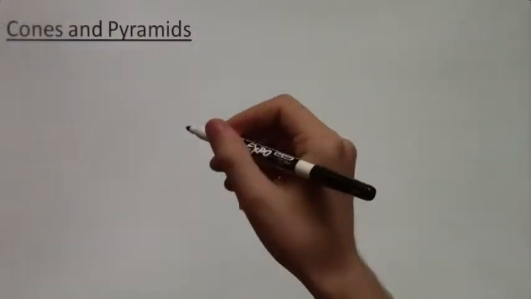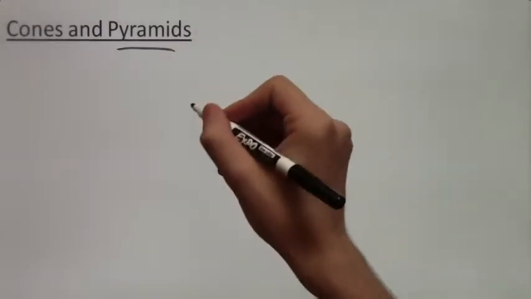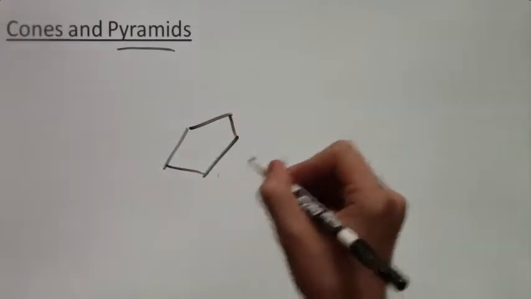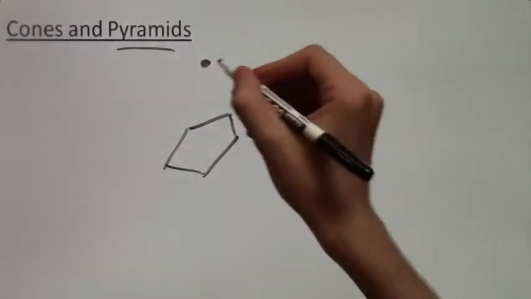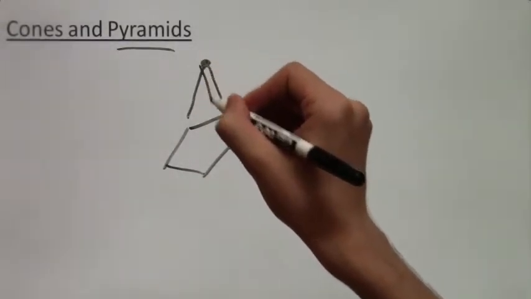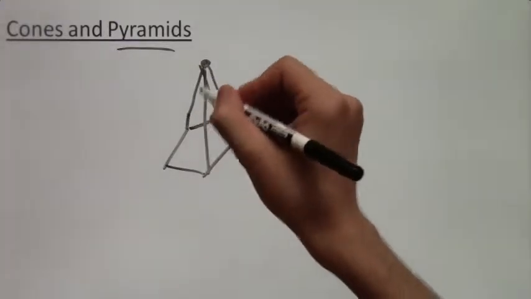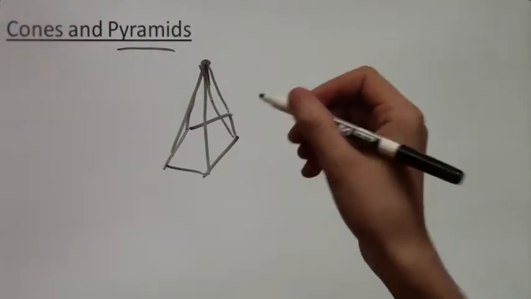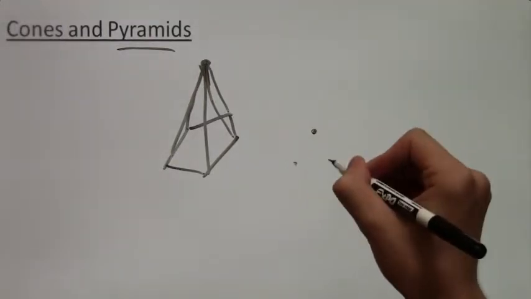In this video lesson, we will learn about cones and pyramids. So first, I'm going to define these. A pyramid has a base, and then there's another point somewhere above the base, and that point is connected to all the vertices of the base, like this. You can imagine the Great Pyramids of Egypt.